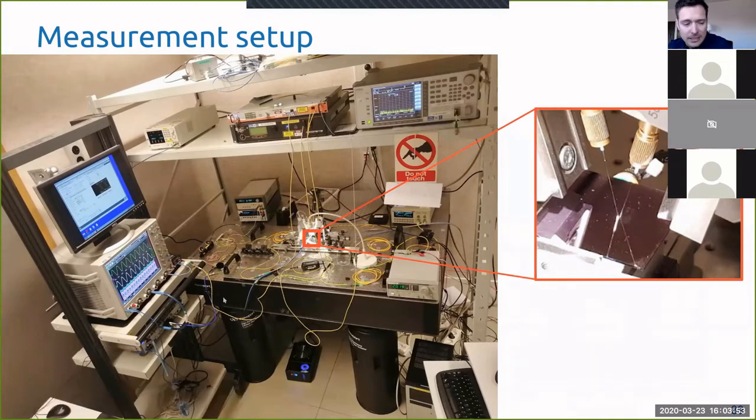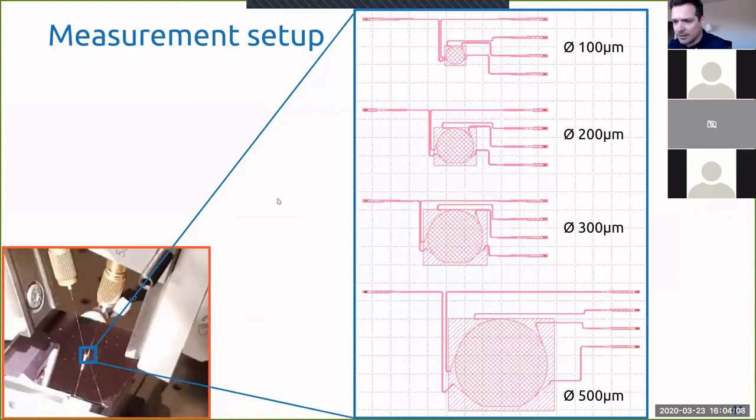Unfortunately, the second amplifier only had an amplification of 5 dB instead of up to 20 dB, so it was a bit broken. So that means that the noise on the measured signals is a bit too high. So yeah, that's what we will get into later.